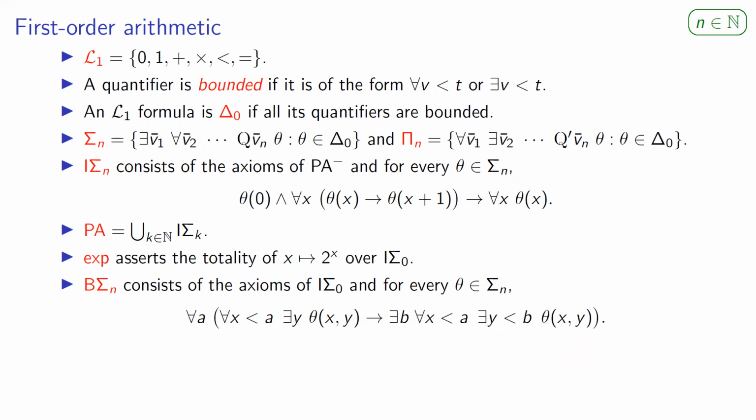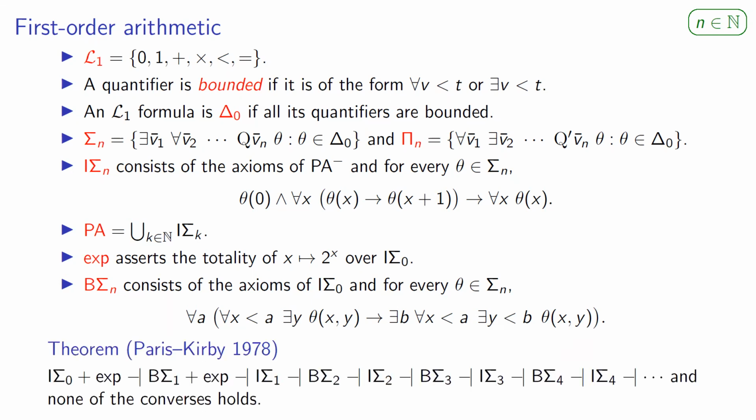And it is well known that these collection schemes are a form of induction, in the sense that they sit in between the I sigma n's. In particular, the union of all the collection schemes is also Peano arithmetic. And it is known that this is a proper hierarchy. So we have implications one way, but not the other.